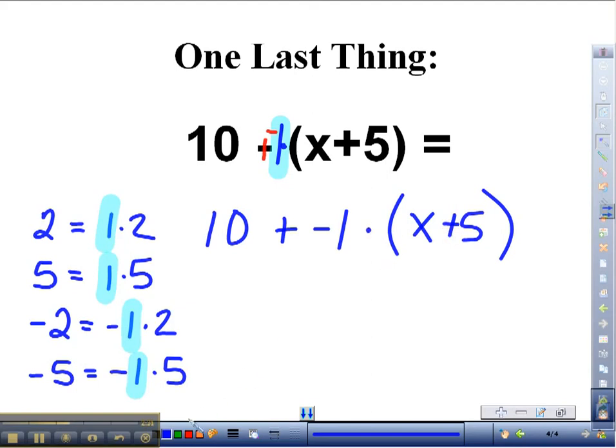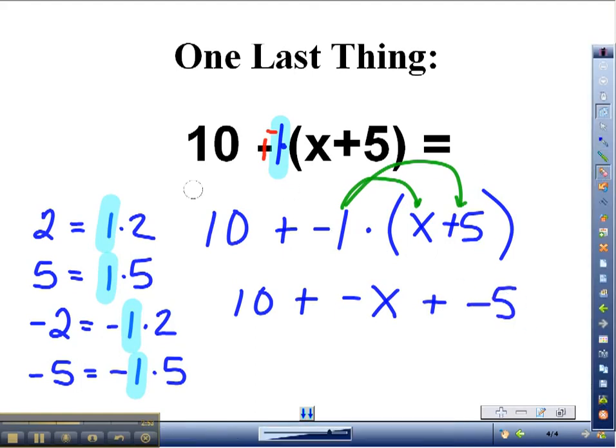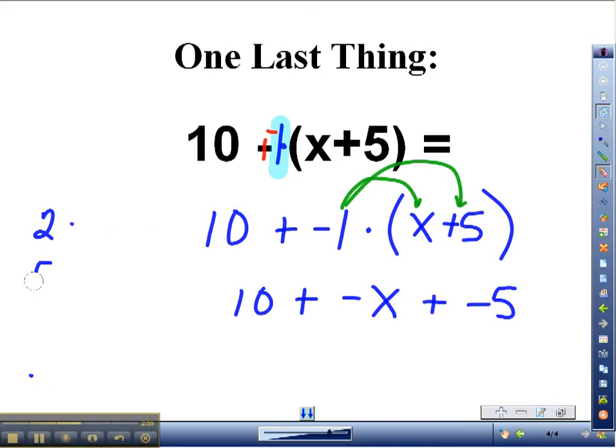All right, well, I can use distributive property here, and I can use distributive property here. Let's rewrite this. I've got 10 plus, what's negative 1 times x? Negative x, bring down the plus sign. What's negative 1 times 5? Negative 5. Okay, I'm going to get rid of all of this stuff over here.